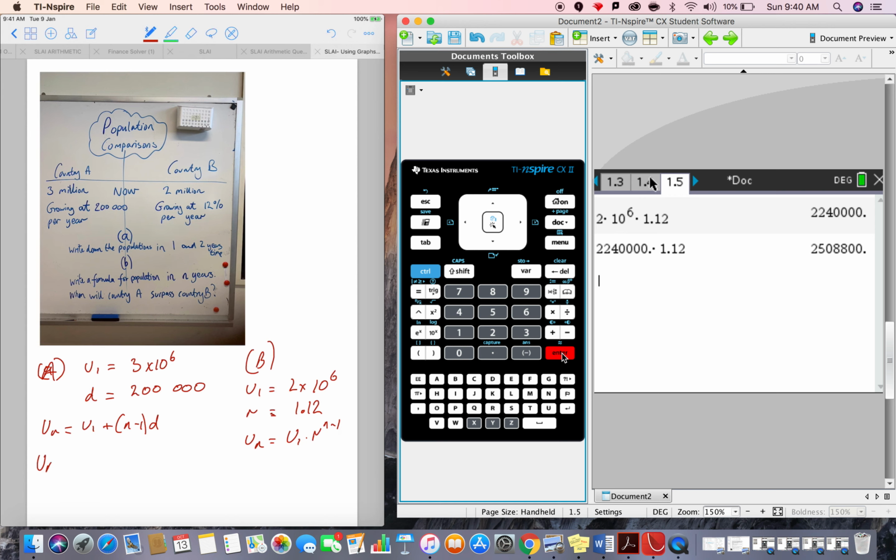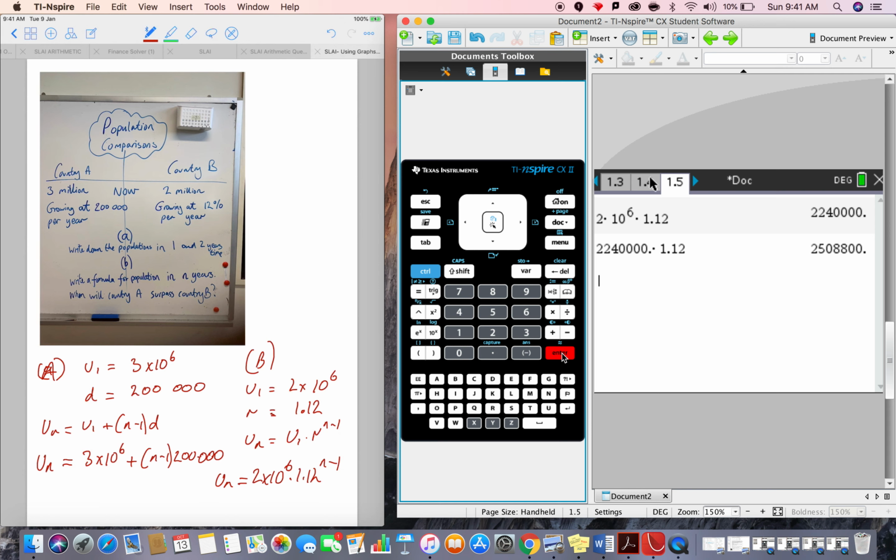So U of n, the size of the population, is U1, 3 times 10 to the 6, plus n minus 1 into 200,000. And here U of n equals U of 1, 2 times 10 to the 6, into R, 1.12 to the n minus 1. Okay, and that is both equations.